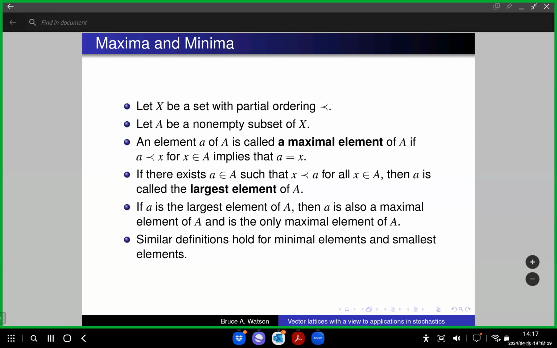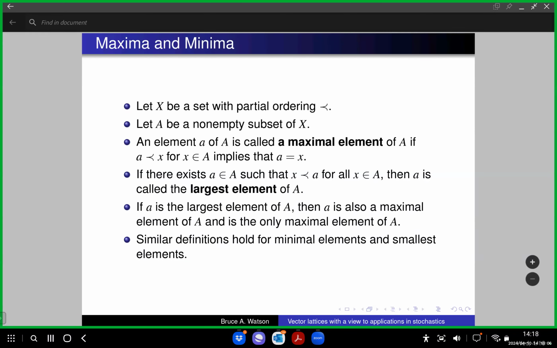Well, if there exists a in A so that little a is comparable with every element x from A, and it is also the case that every element x of A is a predecessor of little a, then a is called the largest element of A. And again, there is uniqueness here. It comes from the antisymmetry of the partial ordering.